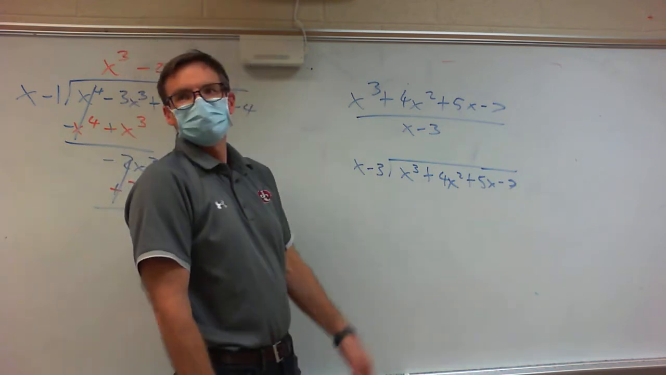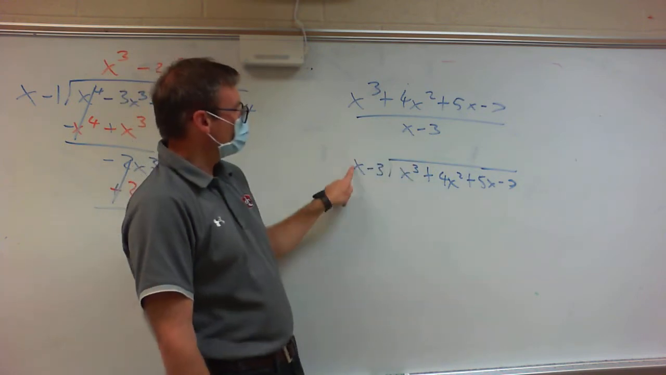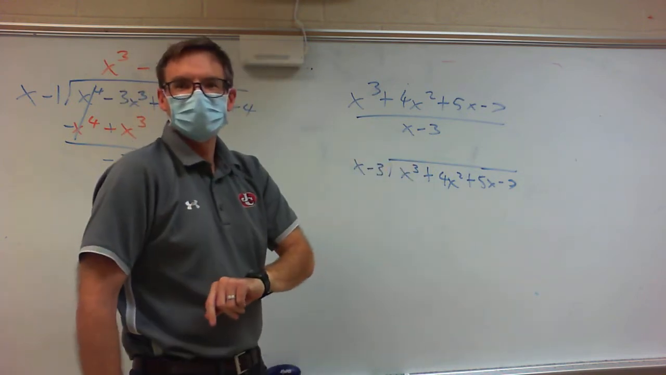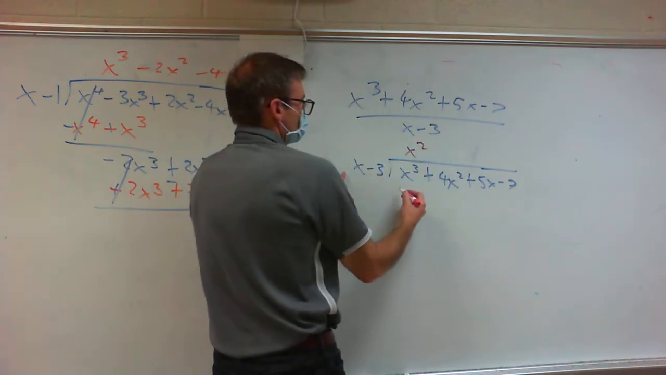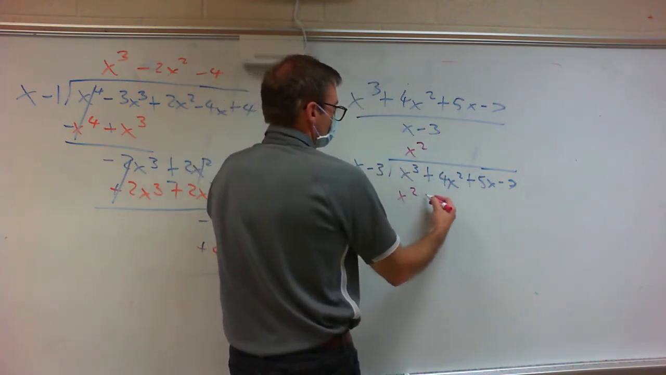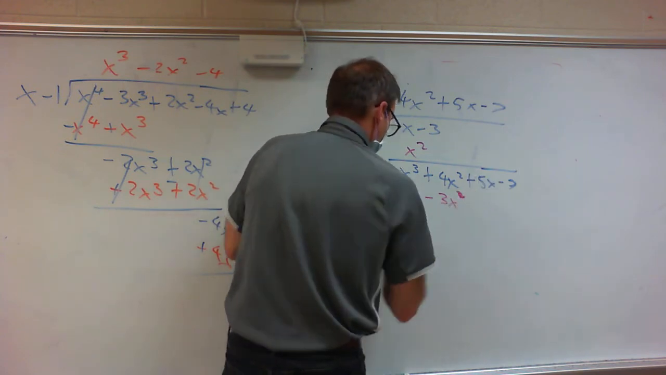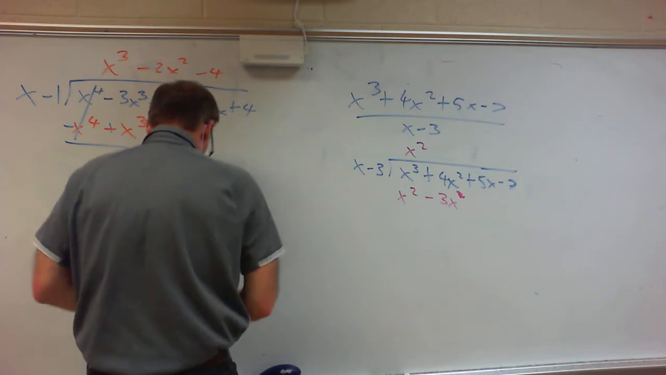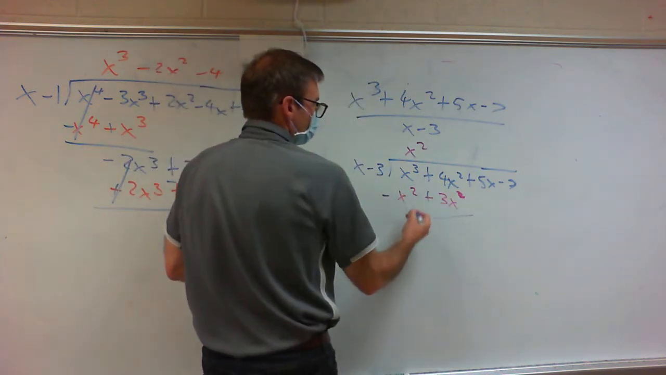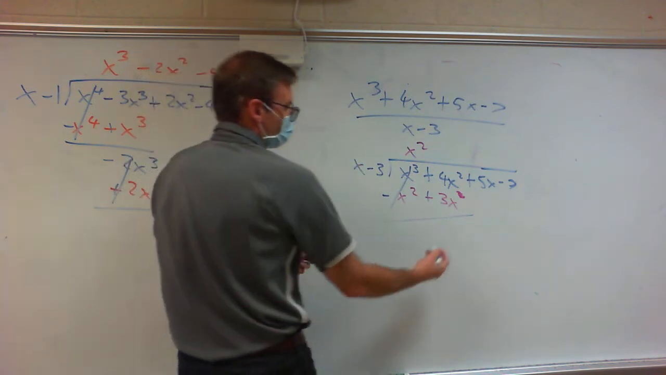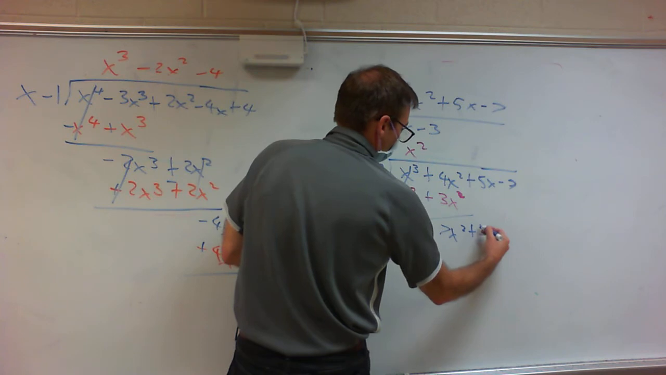So, same question, right? What goes here so that this times this exactly equals x cubed? X squared, right? And so this times this is going to give me x cubed. This times this gives me a negative 3x squared. And then we change the signs because we're subtracting. And so now I end up with 7x squared plus 5x.